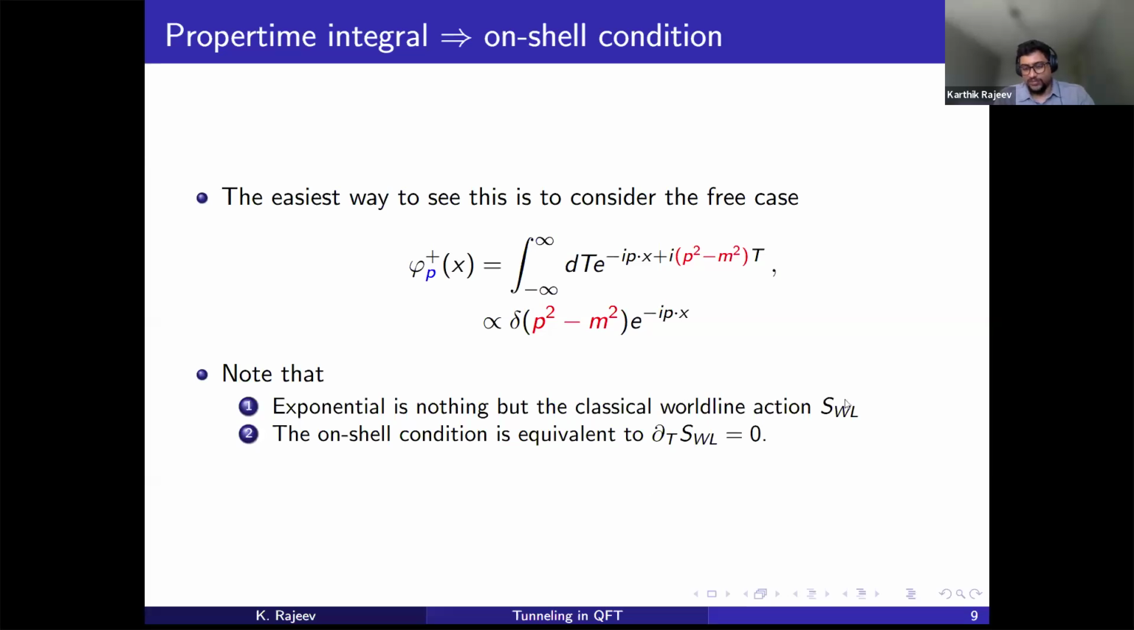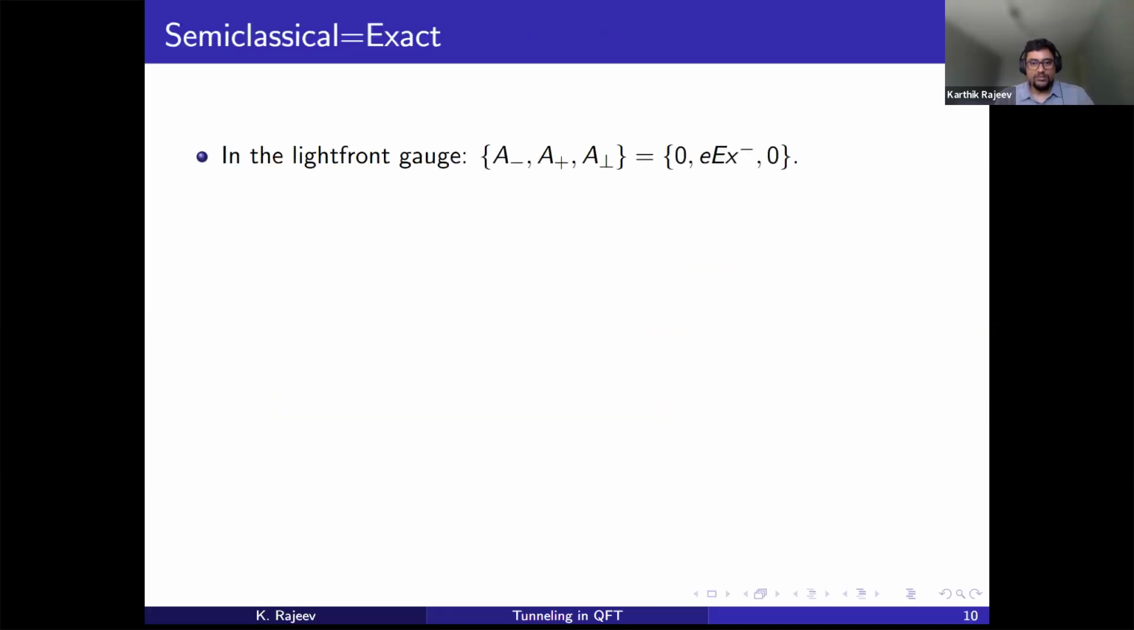Now, another thing to notice is that this exponential factor in here is nothing but the worldline action evaluated at the classical solution. And the on-shell condition in this case, p squared minus m squared going to 0, is equivalent to the saddle point condition for the worldline. So varying the worldline action with T and equating it to 0. So this will be important later on.